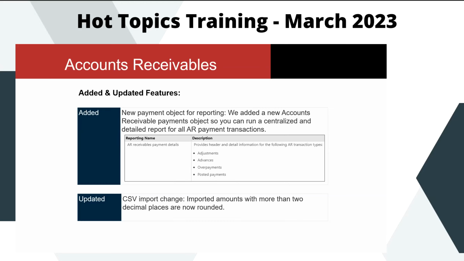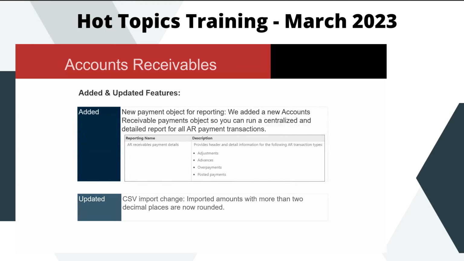Also note that, just like the changes and updates made to accounts payable, within accounts receivable there has also been a CSV import change. Any imports with more than 2 decimal places are now rounded. You can now, just like AP, do your transaction imports and save the headache of having to round those before you import into the system. And just like the accounts payable feature, this is not for any journal entries, just imports within the system.